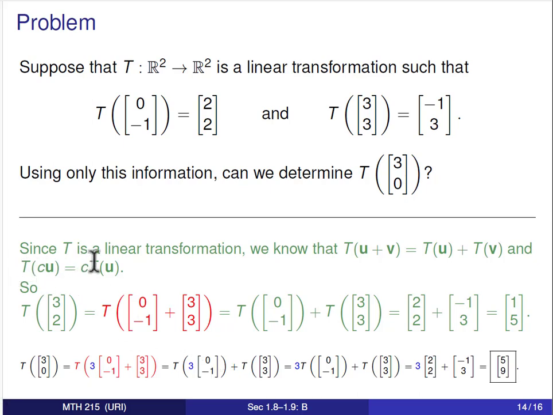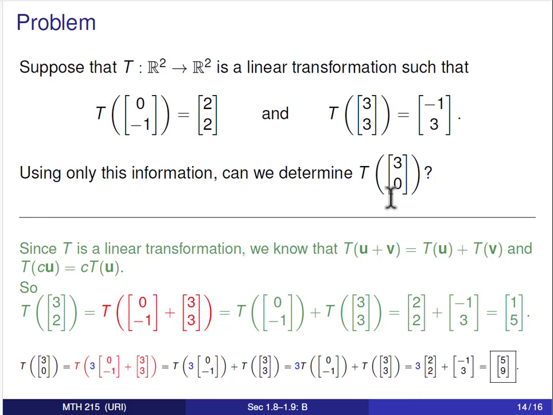What I'm going to do now is use that second property of linear transformations. If I have a scalar multiple of a vector, I can write that scalar multiplication outside the function. So T of 3 times (0, -1) is the same thing as 3 times T of (0, -1). And that's good because I know what that is. T of (0, -1) is (2, 2). So I've basically got 3 times (2, 2) plus (-1, 3). Now doing that scaling and then adding those together gives me a vector that is our answer. (5, 9) is the value of T of (3, 0).